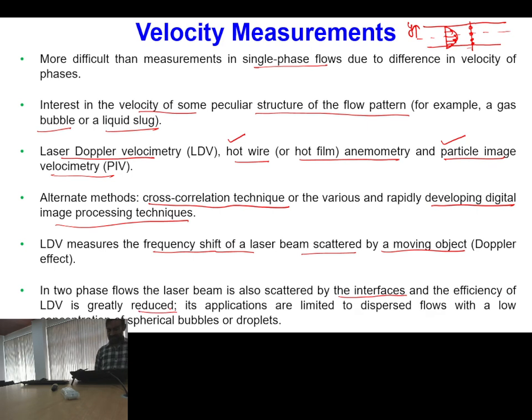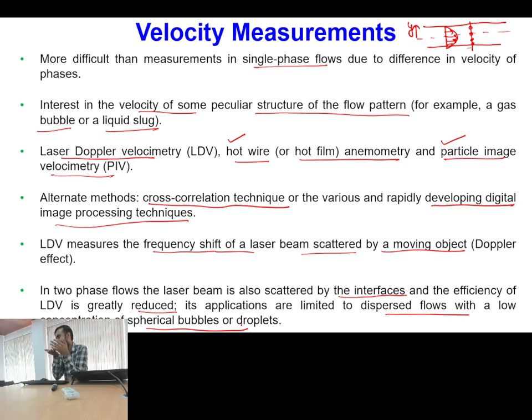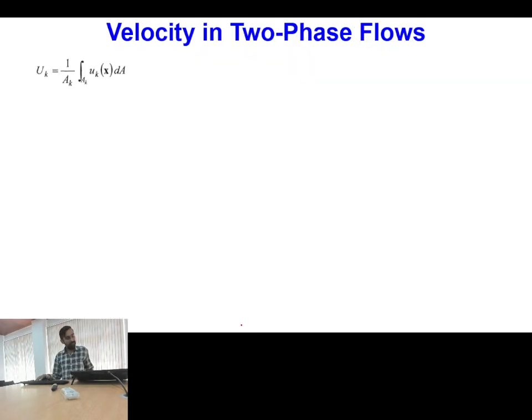That's why its applications were very limited to dispersed flow with low concentration of spherical bubbles. If the concentration is low, then the laser beam will face fewer interfaces and the signal strength will not decrease much. So it cannot be used for generalized multi-phase flow situations where you have a huge amount of void fraction.